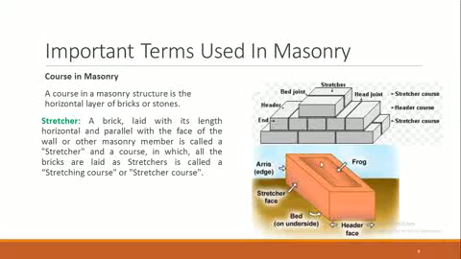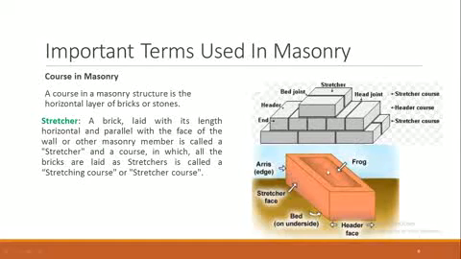Important terms used in masonry. Course in masonry: each horizontal layer of bricks in the masonry work is called a course in masonry. What is a stretcher? A brick laid with its length horizontal and parallel with the face of the wall or other masonry member is called a stretcher, and a course in which all the bricks are laid as stretchers is called a stretching course or stretcher course.